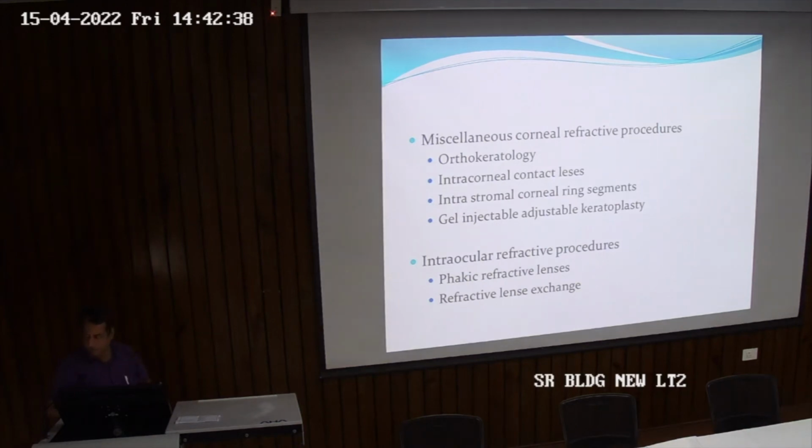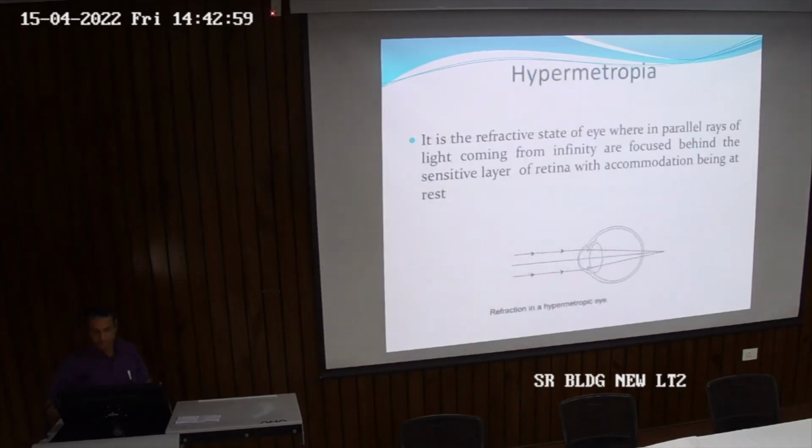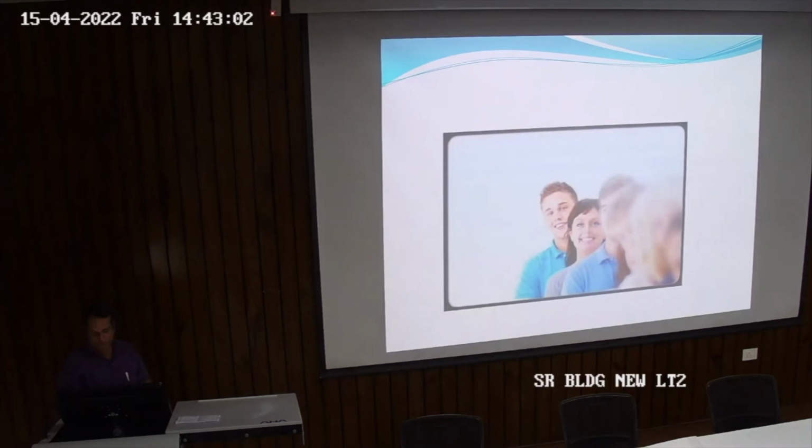Intraocular refractive surgeries can be done. Phakic refractive lenses: we can implant artificial lenses over the natural lens. And refractive lens exchange means we remove the natural crystalline lens and implant an artificial lens according to the degree of myopia. So these are the surgical options for the treatment of myopia.